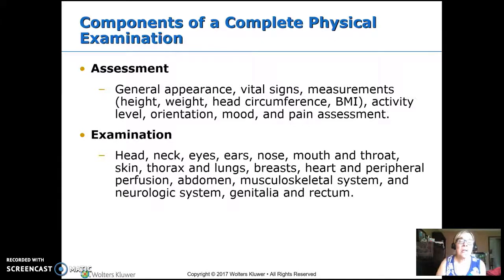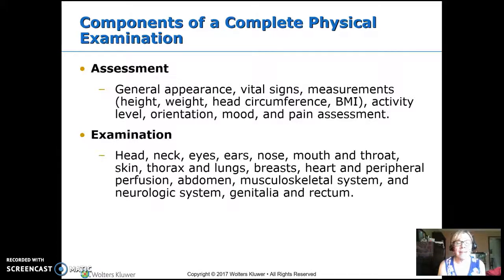Your physical assessment, you're going to look at their general appearance, get their vital signs, measure height, weight, head circumference, body mass index, BMI, and their activity level. A kid who's too sick to play is pretty sick, so that's a good barometer of measuring how sick they are.